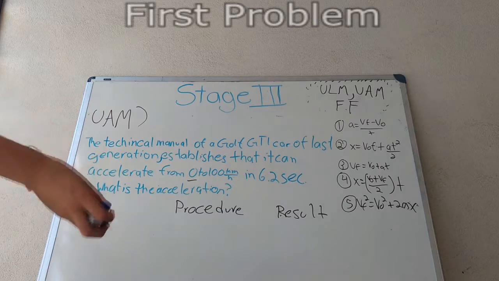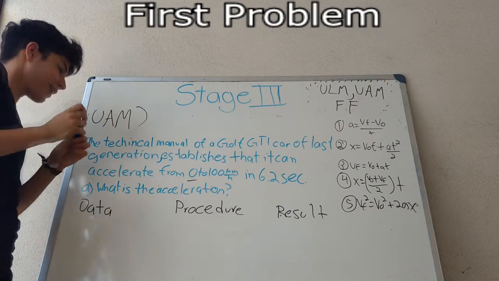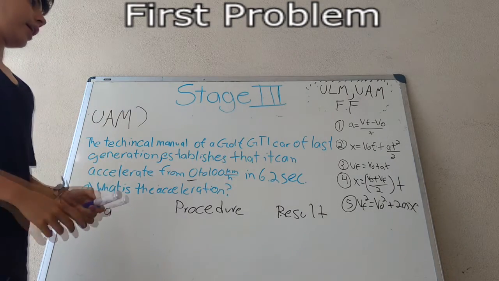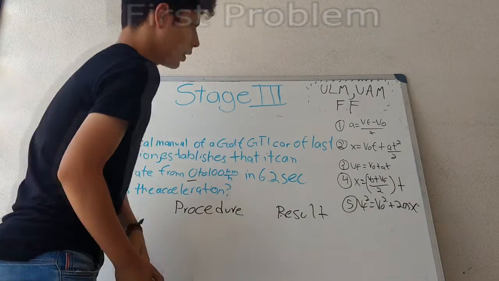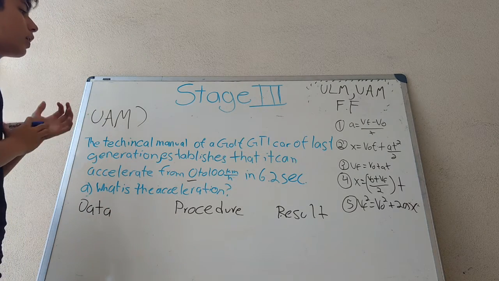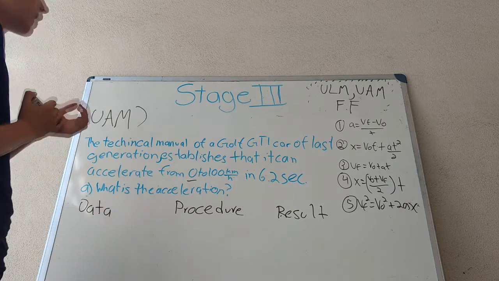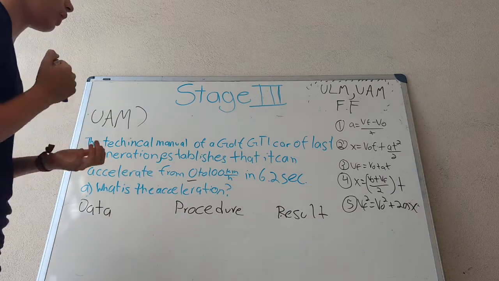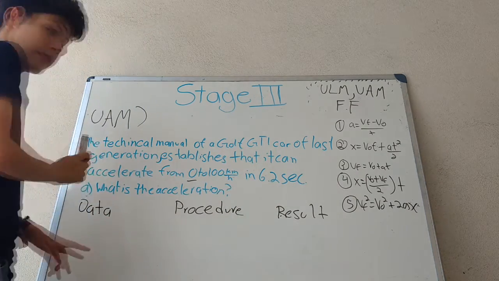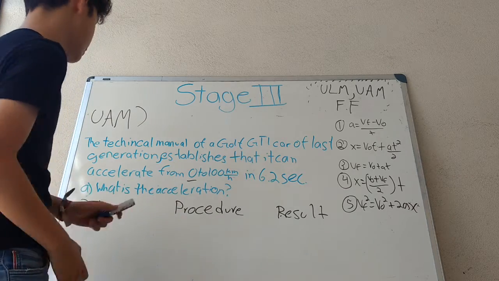Well, the first problem of the next topic is uniform acceleration motion, and we have the formulae that are 5 formulas, and the problem says the technical manual of a Golf GTR car of last generation established that it can accelerate from 0 to 100 kilometers per hour in 6.2 seconds. The first question says, what is the acceleration?